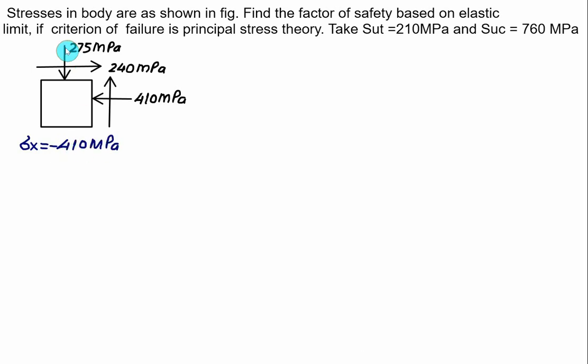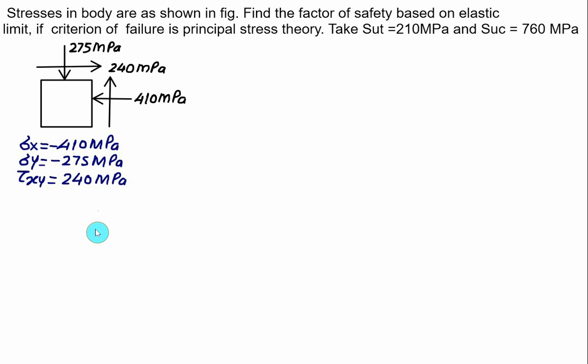Sigma y is downward, that is the negative of the y axis, so that is also compressive. In this case, we have sigma y compressive, minus 275 megapascal. And the shear stress is shown on the right face, which is the positive face, acting along the positive y direction. So the value of tau xy we have to take as positive, and the given value of tau xy is equal to 240 megapascal.